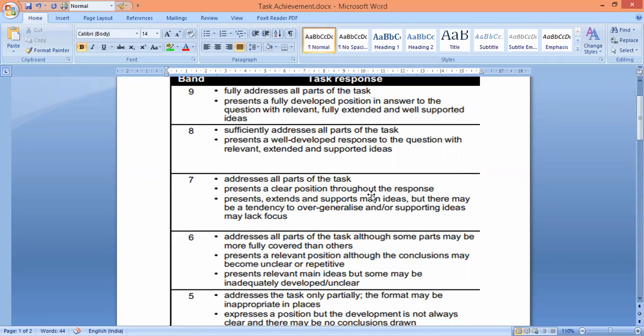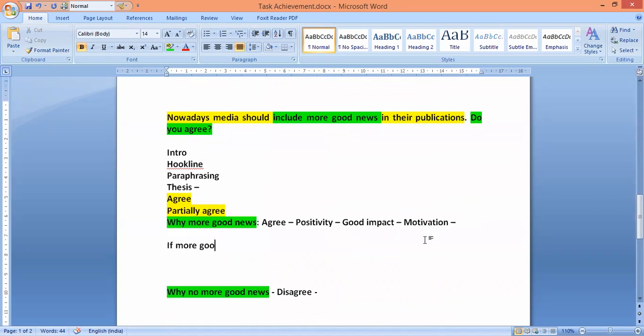If you have a tendency to overgeneralize, that means a generic thing. Don't be generic. Be specific. You don't have to give so many reasons, so many ideas. Just find one idea. Okay, if one student discussed motivation for the youngsters, now I am going from positivity, good impact, to motivation. I am being specific, and that would be my main idea. Once I get my specific idea, I have the central idea of my essay.